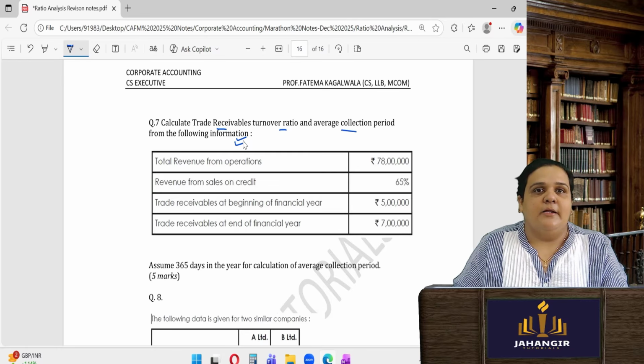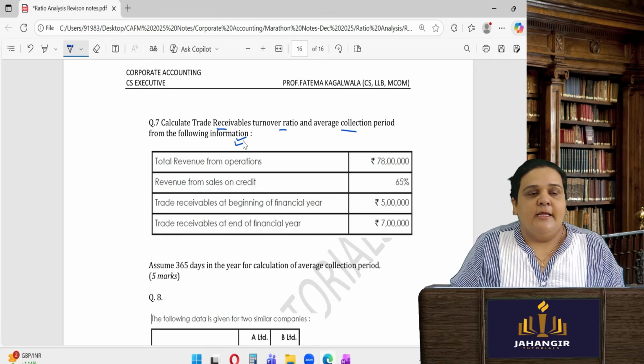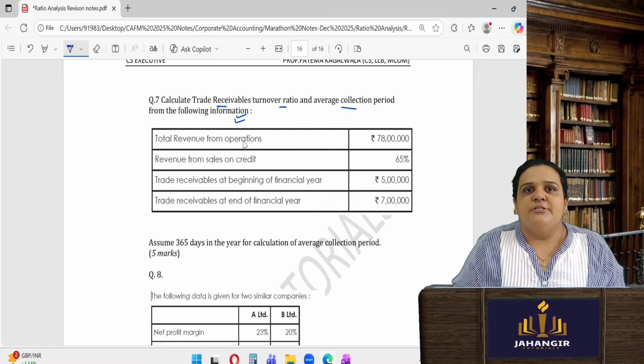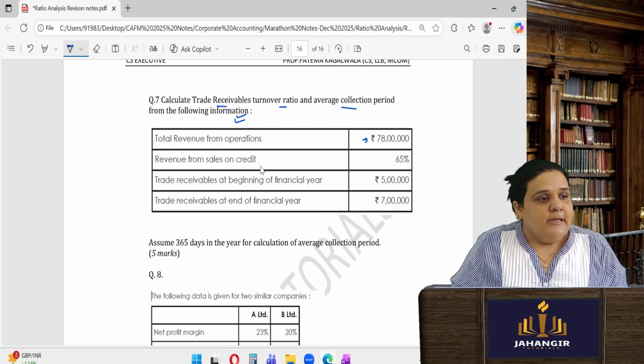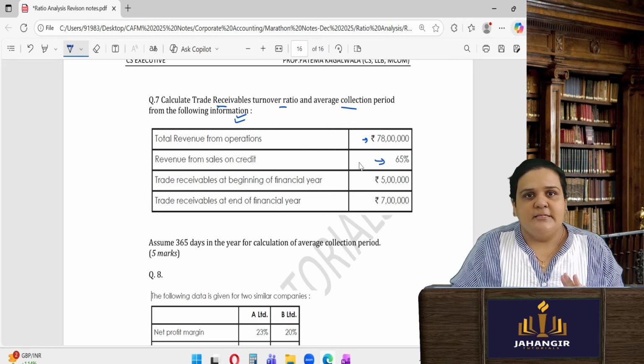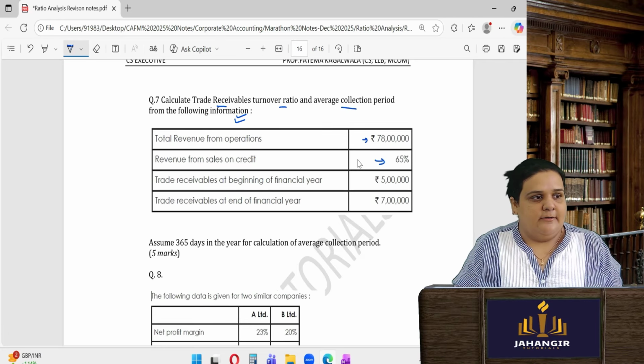Right. So we do know that about receivables, average receivables, which is average debtors plus bills receivables. Correct. And we have to also find the average collection period. So debtors we generate only if there is a credit sales. So total revenue from the operation they have given me rupees 78 lakhs. Revenue from the sales on credit is 65% of this 78 lakhs, means there is total sales and I am doing certain sales on credit.